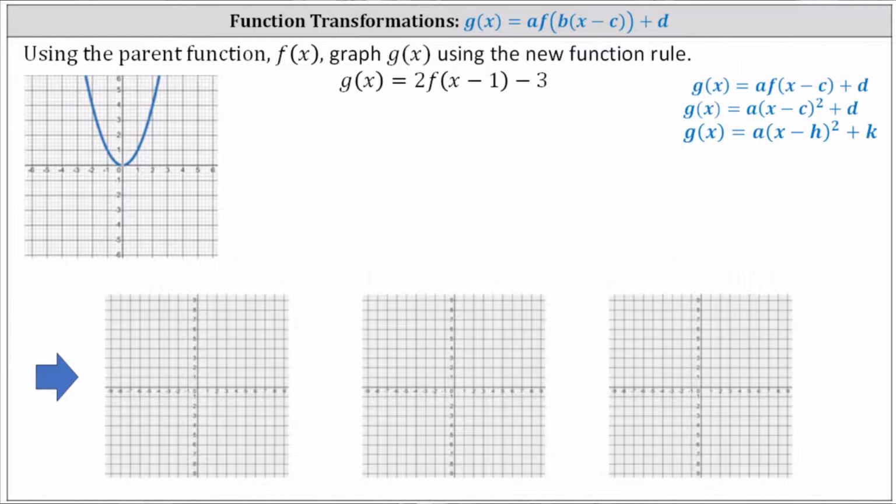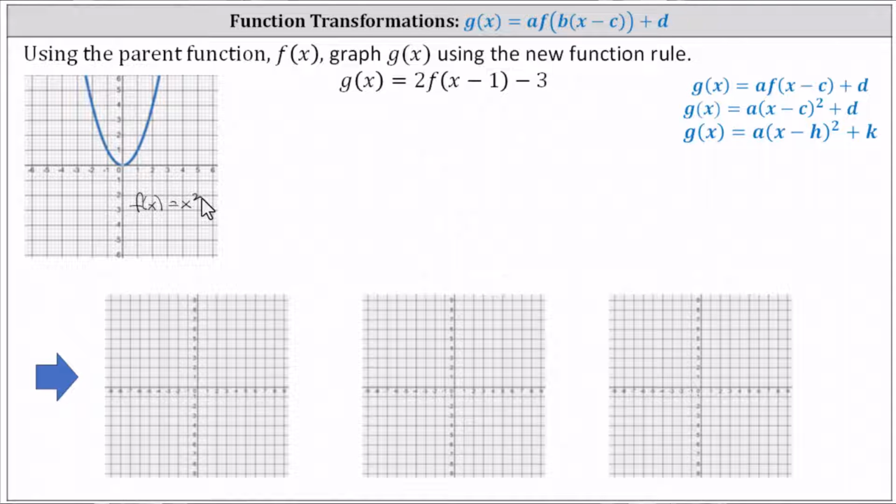Using the parent function f of x graph below, we want to graph g of x using the new function rule g of x equals 2 times f of the quantity x minus 1 minus 3. We may recognize f of x as f of x equals x squared.